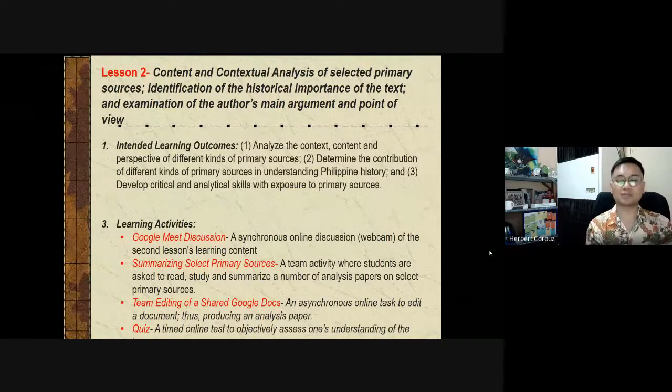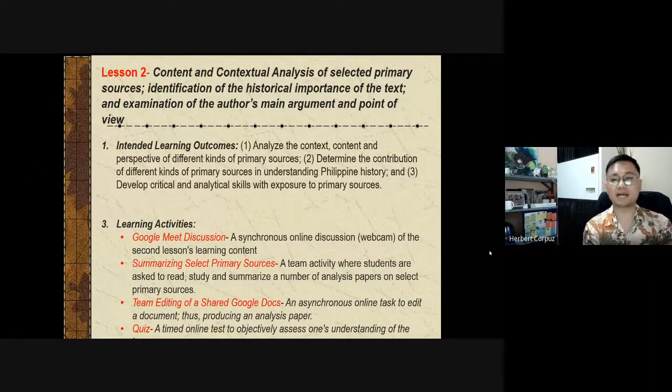Then after that, we do content analysis. What are the historical events being narrated by the said source? Then after the content analysis, we have the historical relevance. Ano yung ambag ng nasa ating batis sa kasaysayan ng bansa natin o kasaysayan ng Pilipinas, at yung pinakahuli ay yung kontemporaryong kahalagahan o yung contemporary relevance ng nasa ating batis o nasa ating document.